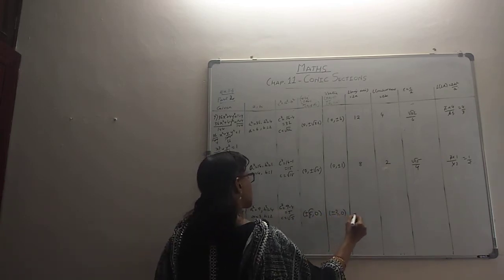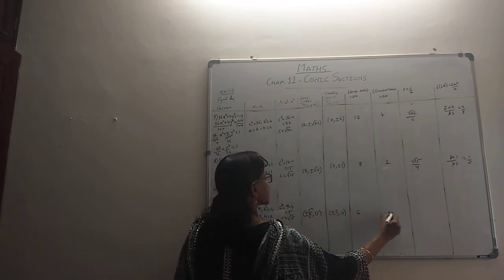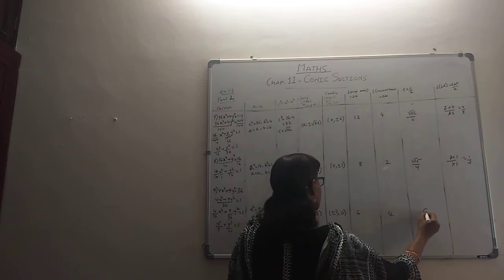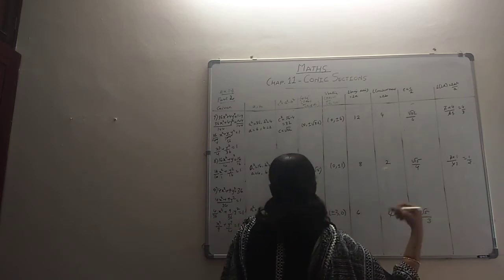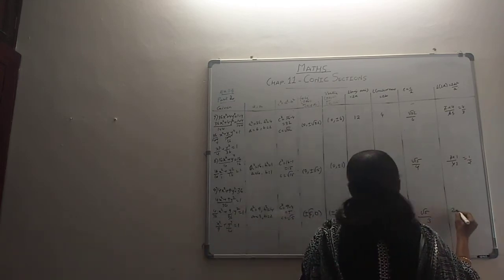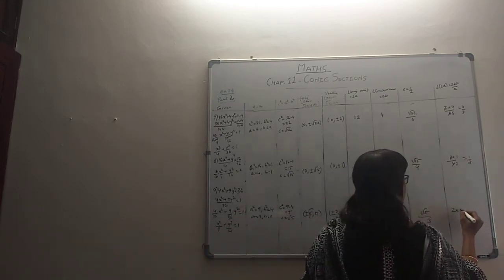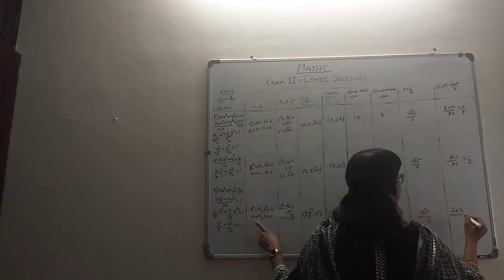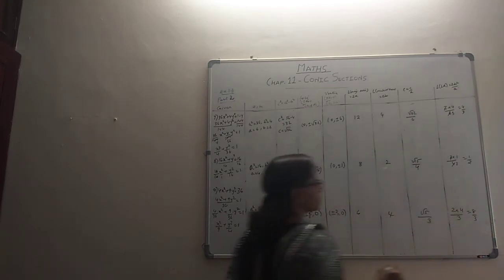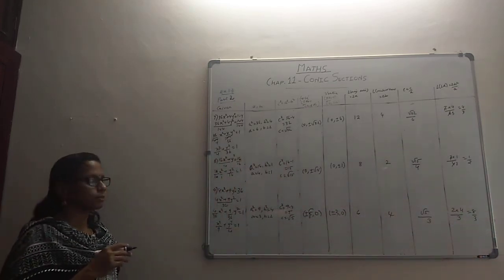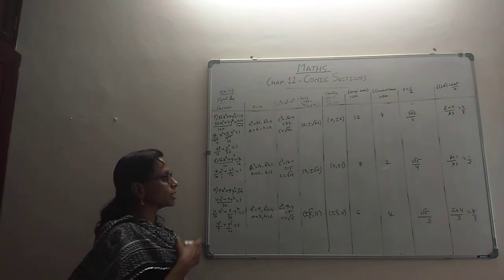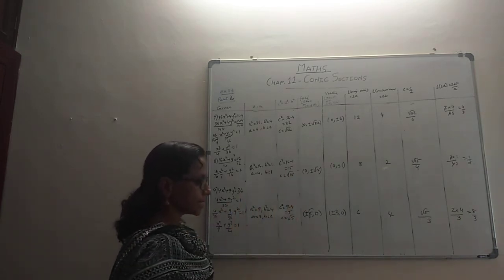You have your major axis as 6, your minor axis as 4, and the eccentricity as c by a, so root 5 by 3. The length of the latus rectum is 2b squared by a, that means 2 into 4 by 3, so it's 8 by 3. So this is by and large the type of problem where they have given us an equation and asked us to find these things.